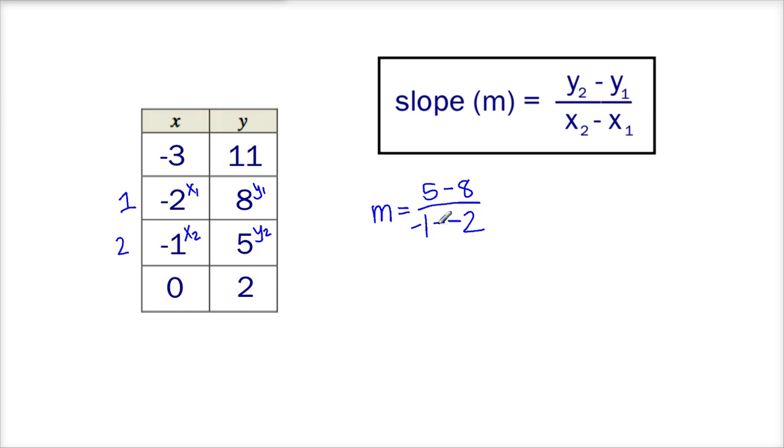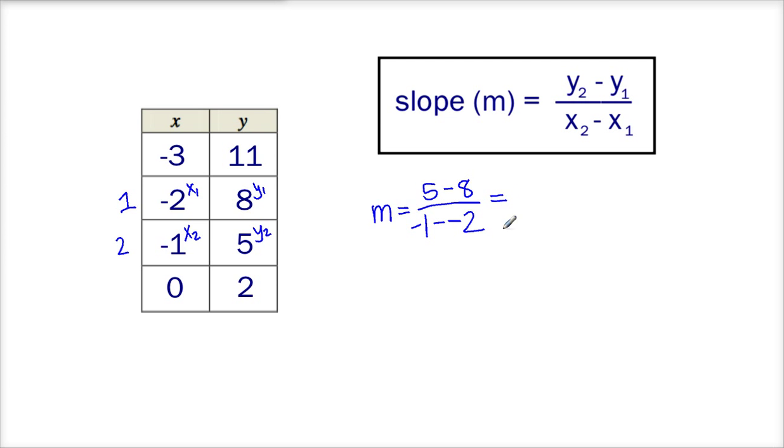Now, it might look funny to have this minus and the negative sign right next to each other, but this is correct because notice in my formula I have a minus sign between my 2 x-coordinates. So if negative 1 and negative 2 are my x-coordinates, then I need to put a minus sign in between them. So it looks funny, but this is right.